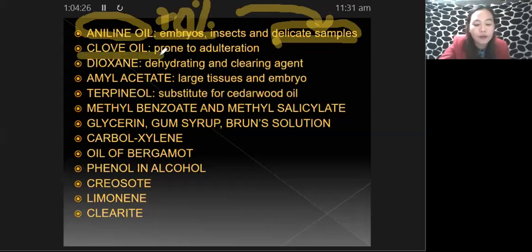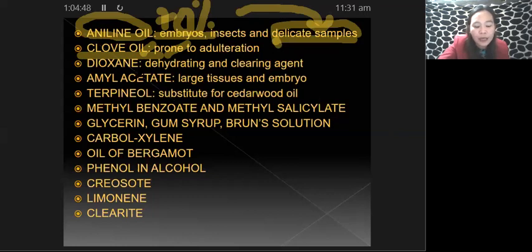So one thing that you have to remember for your clove oil is that it has a lot of disadvantages actually. Number one, it is a slow acting clearing agent. Number two, it is prone to adulteration. And number three, it tends to remove your aniline dyes.